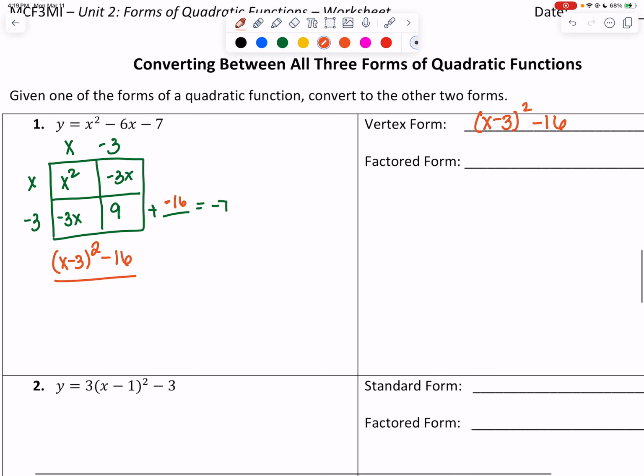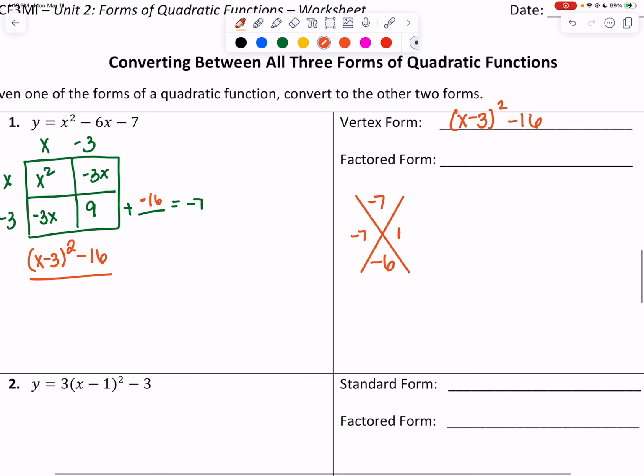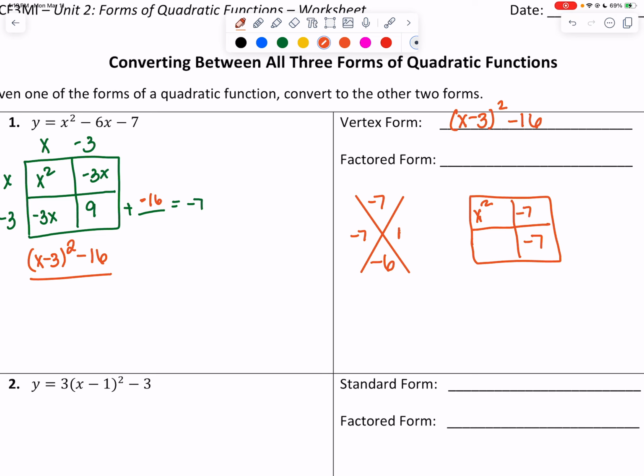Now, factored form, remember this is me saying what times what will give me a negative 7, but will also add up to negative 6. So factored form is what two numbers will multiply to negative 7 but will add up to negative 6? That's going to be negative 7 and positive 1. And now I'm going to box that. So I get x squared, negative 7x, and positive 1x.